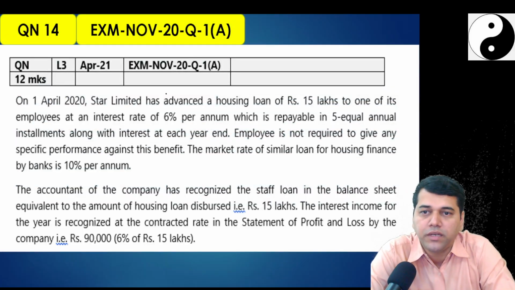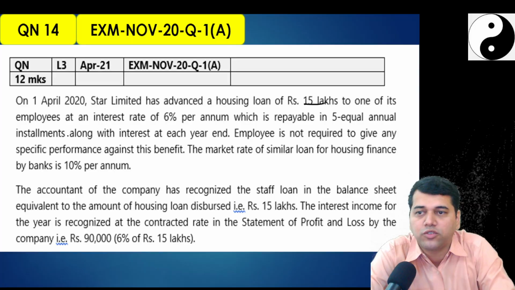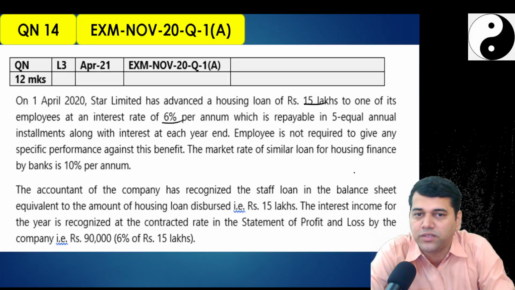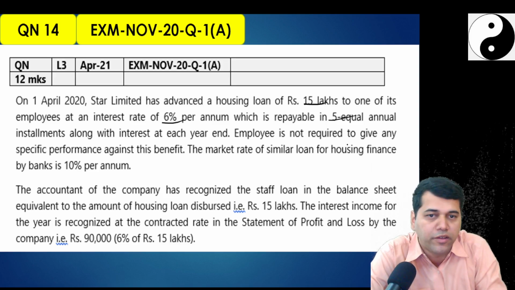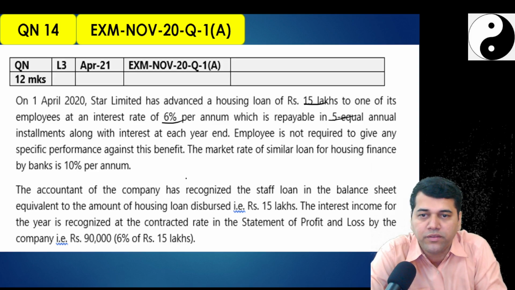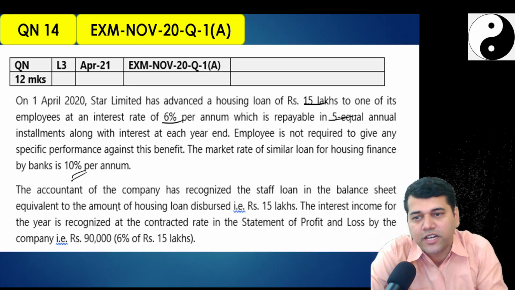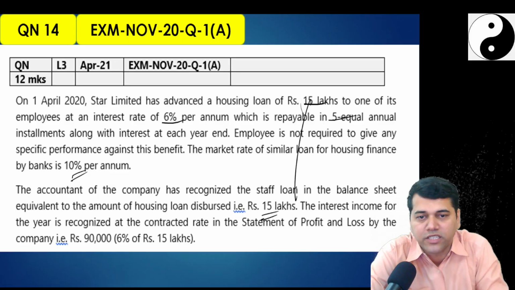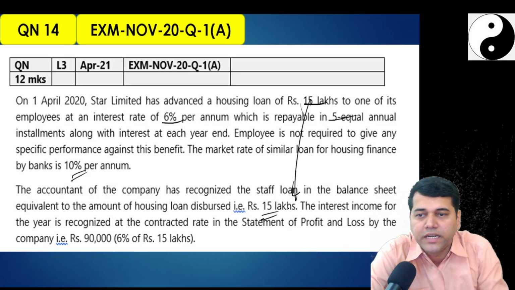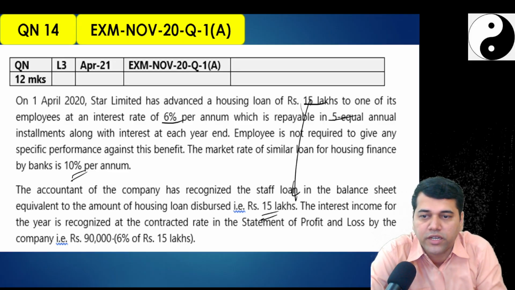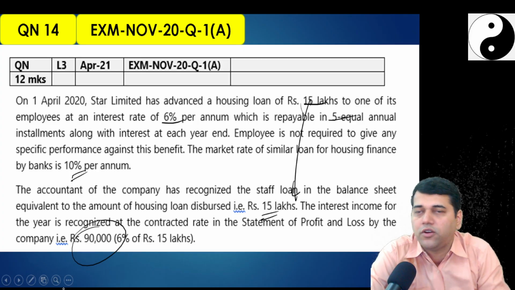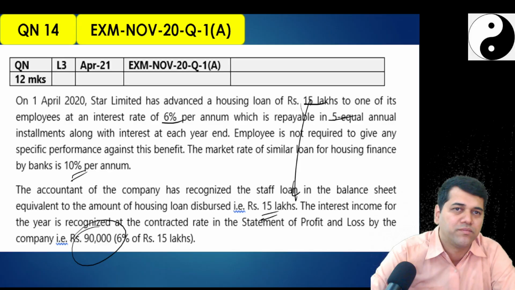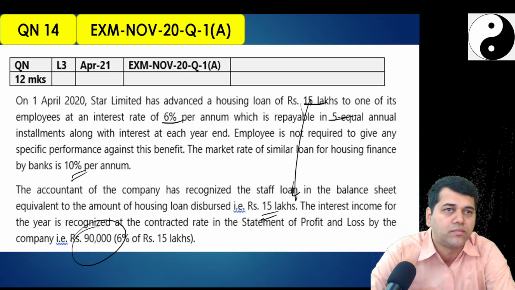On 1st of April, Star advanced a loan of 15 lakhs to one of the employees at an interest of 6%, in 5 equal installments, not required to give any performance. Market rate is 10%. The accountant recognized the staff loan in the balance sheet equal to the transaction value only. Interest income is recognized at the contractual rate of 90,000 rupees, that is 6% on 15 lakhs. Same story, only the numbers are different.